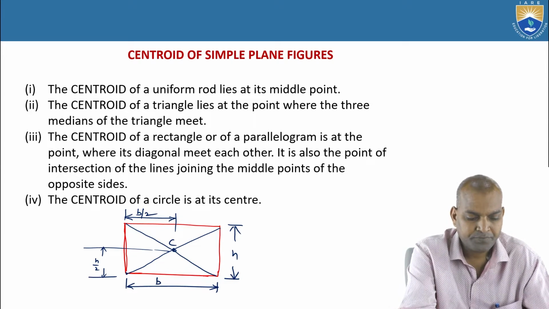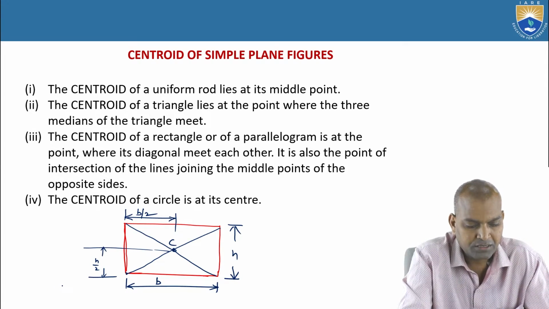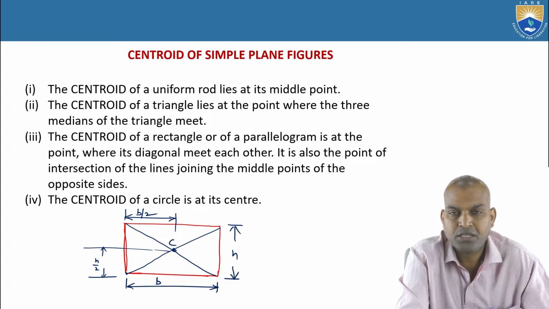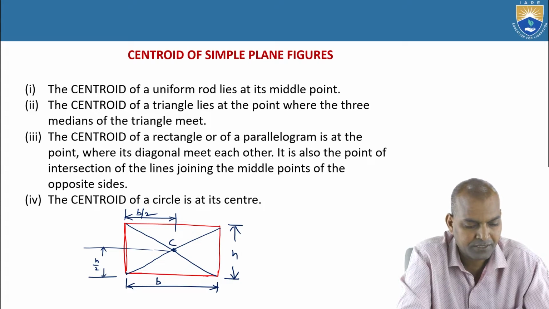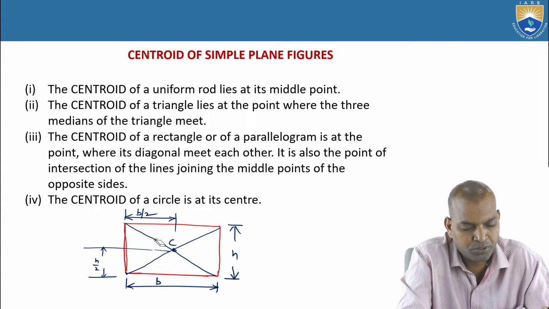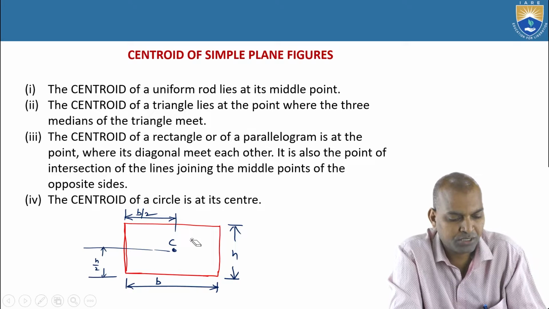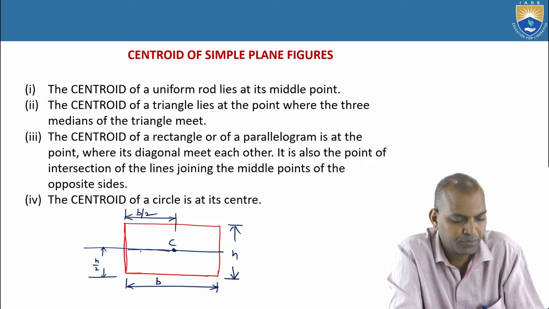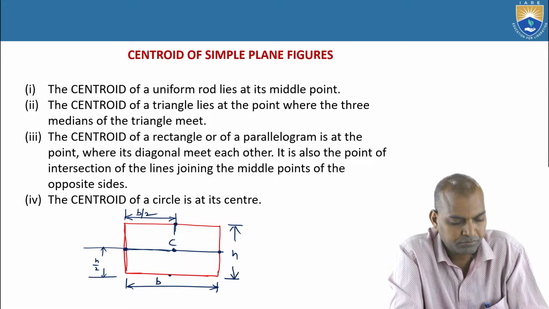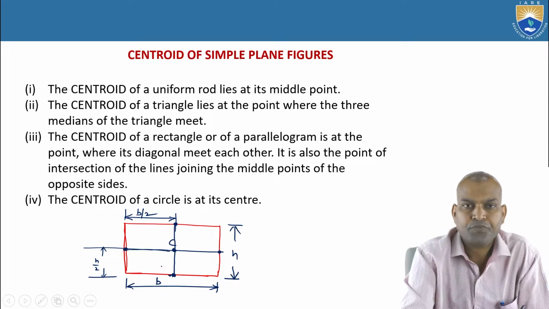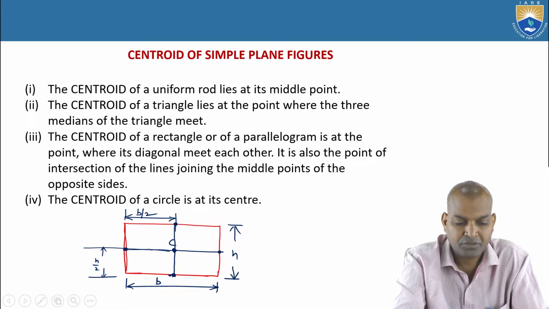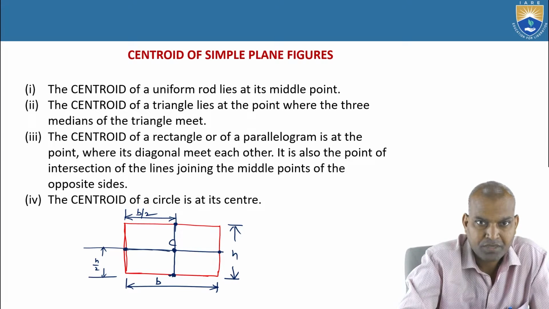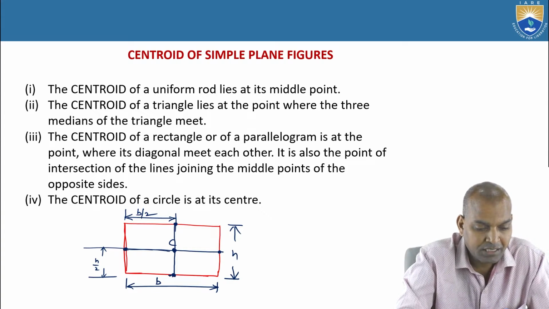This is one method. The other method is that, not only the diagonals, it is also the point of intersection of the lines joining the middle points of the opposite sides. What are the middle points of the opposite sides? This is a middle point, and here is a middle point, the opposite side midpoints. This is also the centroid of the parallelogram or rectangle. Okay, and this is the rectangle.